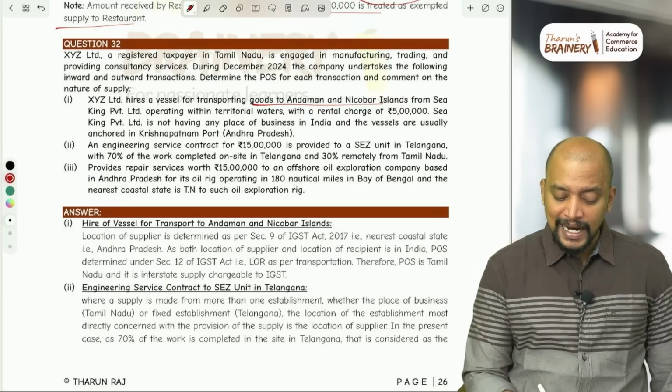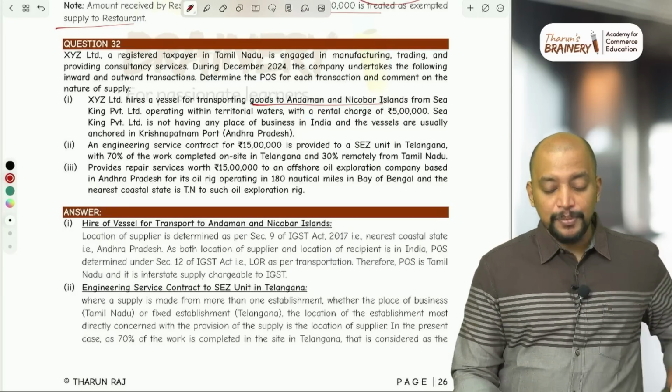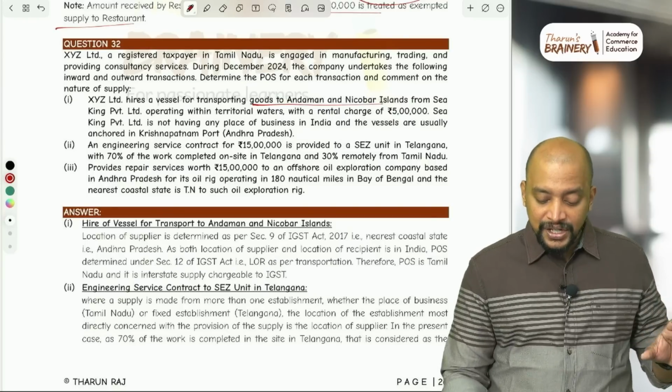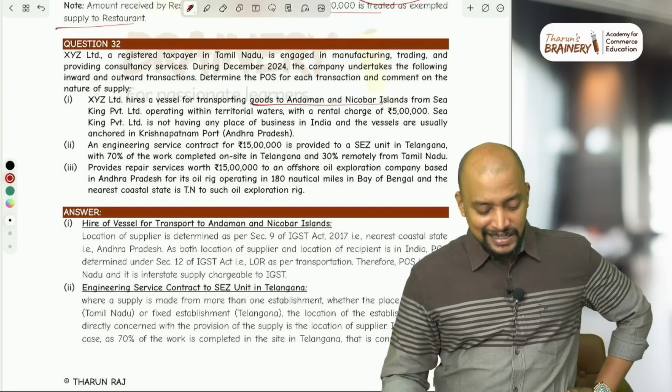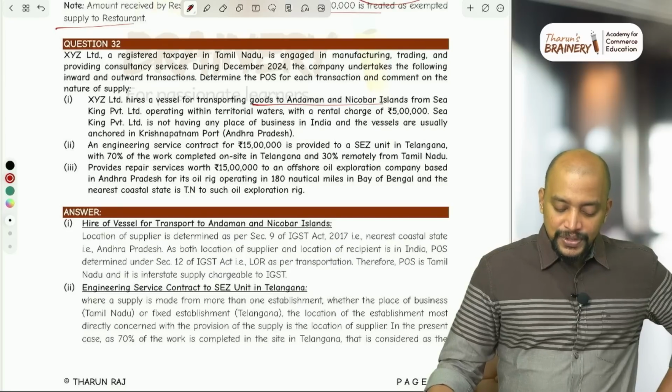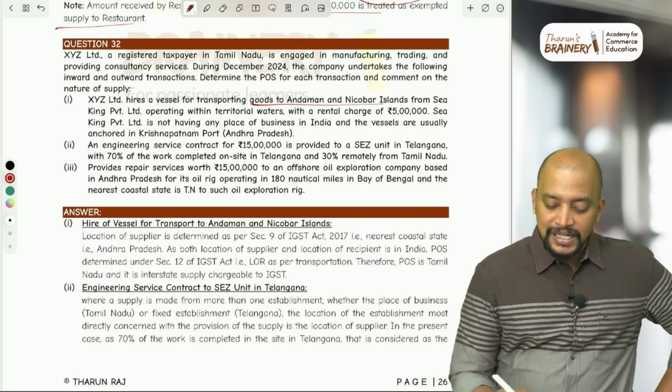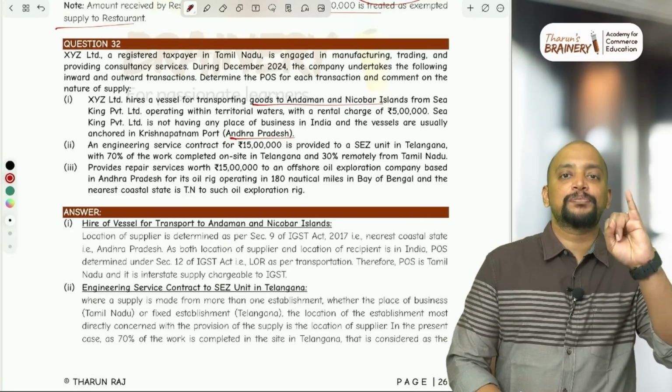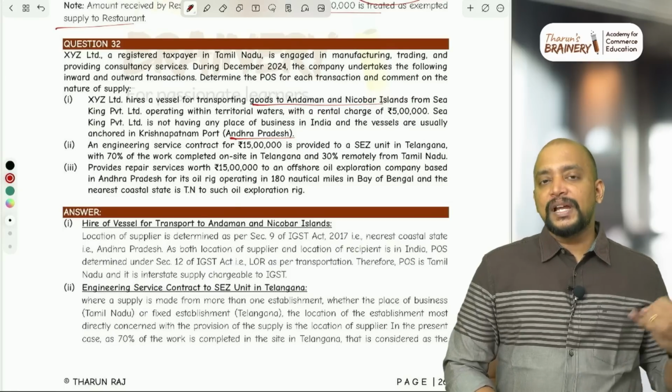Where the seeker is located, not having any place of business in India, the vessels are usually anchored in Krishnapatnam Port, Andhra Pradesh. So what is their nearest coastal state? The nearest coastal state is Andhra Pradesh. So the location of supplier is Andhra Pradesh. And what is the place of supply?